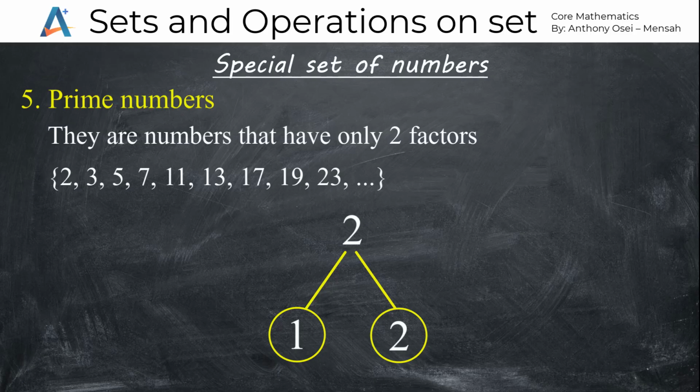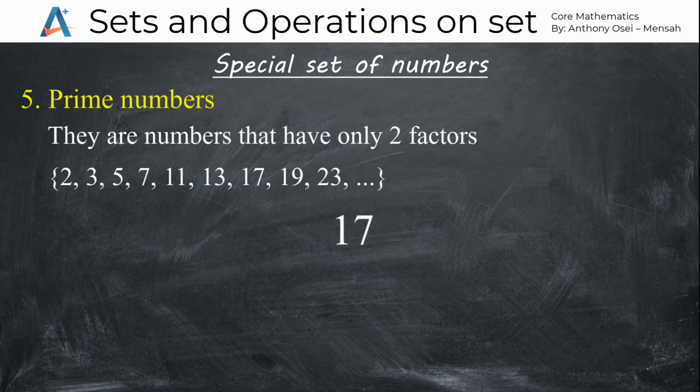So let's come to something like 17. 17 is a big number, but only 2 numbers in the number system can multiply to give 17. So the 2 numbers are 1 and 17. That is 1 and the number 17 itself.